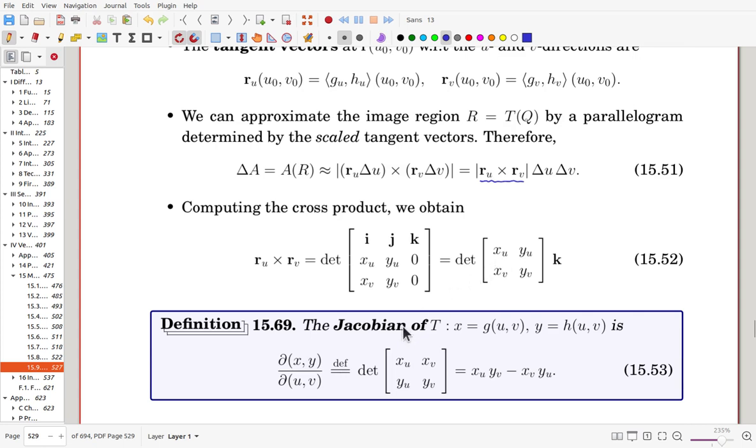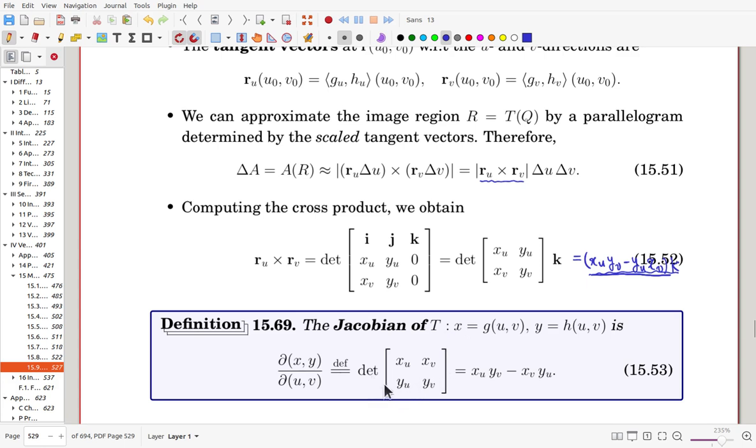And so here, that is the same as x sub U, y sub V minus y sub U, x sub V, times K. K is the unit vector in the vertical direction. So we try to measure the length of that one, so that eventually the absolute value of that one will be used there. Here we define the Jacobian of the transformation in this way.